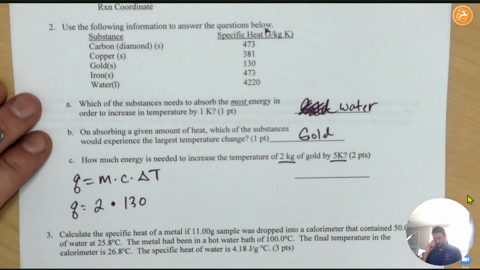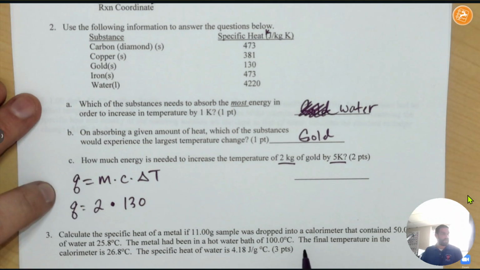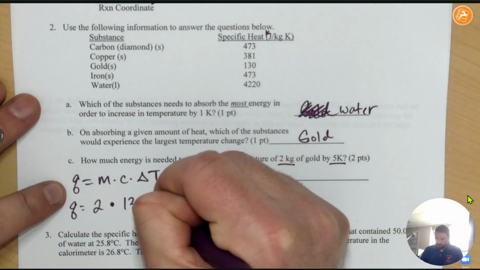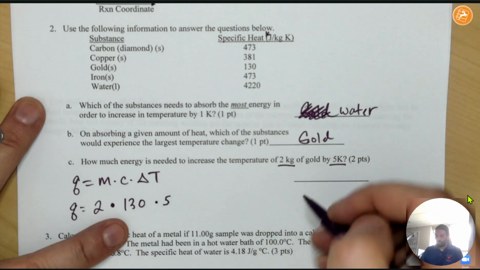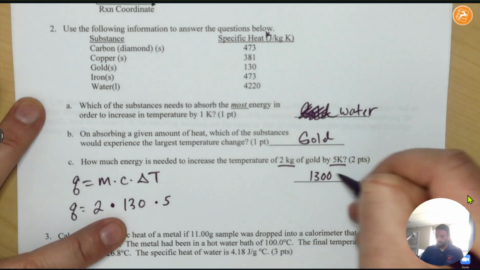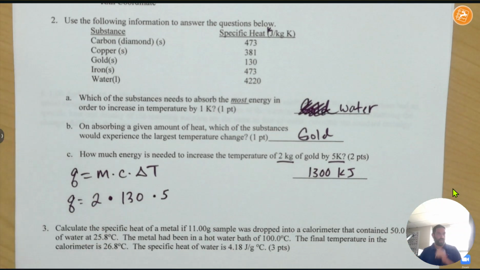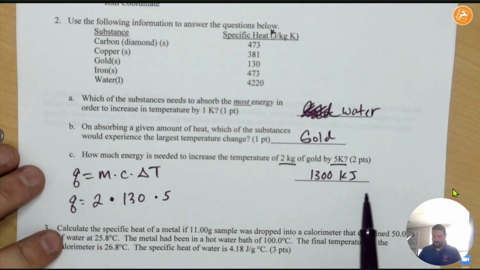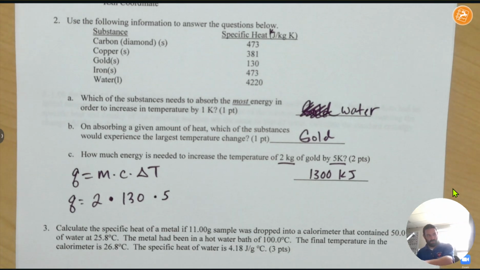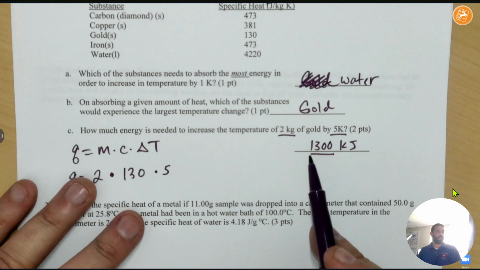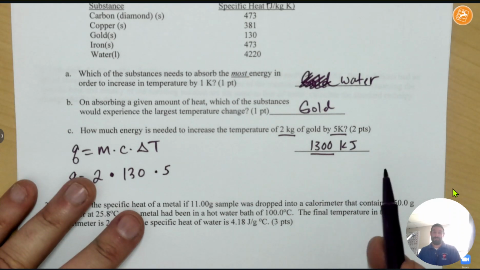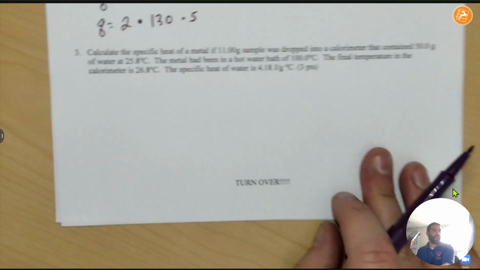That's a little bit of a mistake there. Times the temperature change, which was 5. 5 times 2 is 10, times 130 is 1,300 kilojoules. For the most part, the errors that were made were based on units, but I didn't take any points off for using the wrong unit, just for giving me the wrong number. Of course, if you said 1.3, that would be a megajoule, so it didn't count.